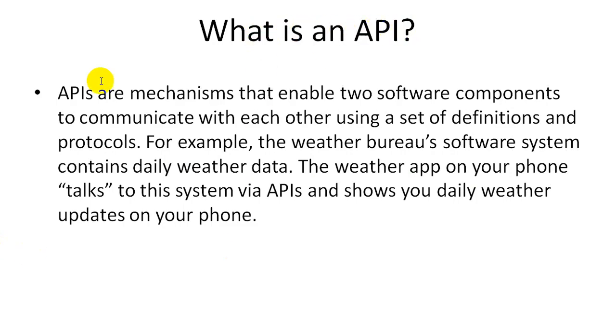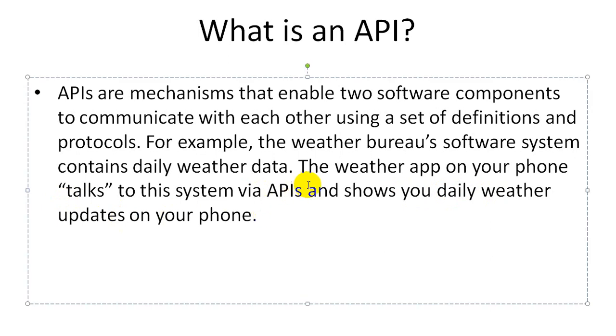So what is an API? APIs are mechanisms that enable two software components to communicate with each other using a set of definitions and protocols. For example, the weather bureau's software system contains daily weather data. So the weather application on your phone talks to this system via APIs and shows your daily weather updates on your phone.